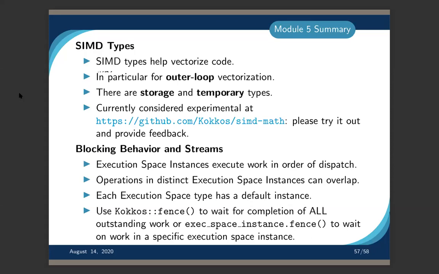We also talked about blocking behavior, and to recap that a bit: execution space instances execute work in order of dispatch, so it's a FIFO queue, first in, first out. Operations in distinct execution space instances can overlap. This is very similar to CUDA streams, the exact same kind of semantic concept. Each execution space type has a default instance, which gets used when you don't provide one to, say, a parallel_for. Kokkos fence waits for completion of everything, while an execution space instance fence waits just for that one instance. If you have more questions on that, feel free to join our Slack channel and ask us there.